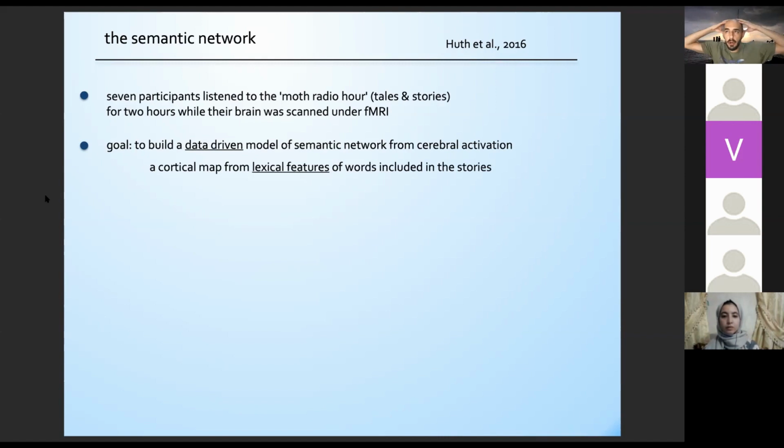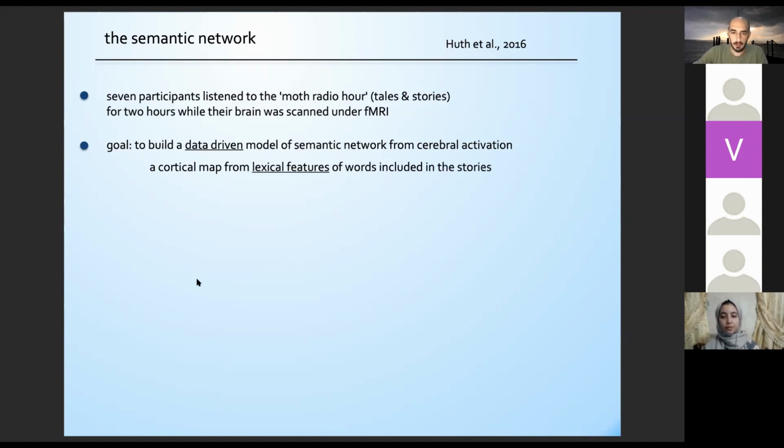So they would just record the cerebral activation during the listening of the stories, and then they would do some computation to extract what they called semantic dimensions. So how are these dimensions computed? Now, I don't want to go into the details, but what they did basically was to extract some lexical features from the corpus and then make a cortical map of the activation of the set of the lexical features in your brain.